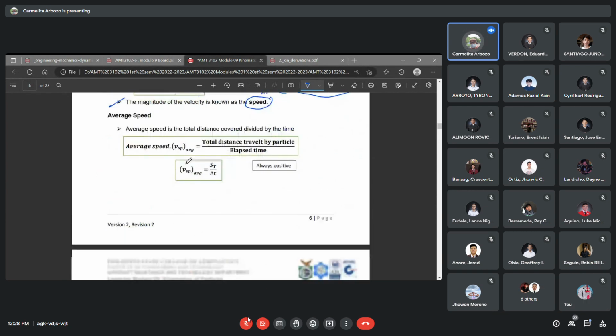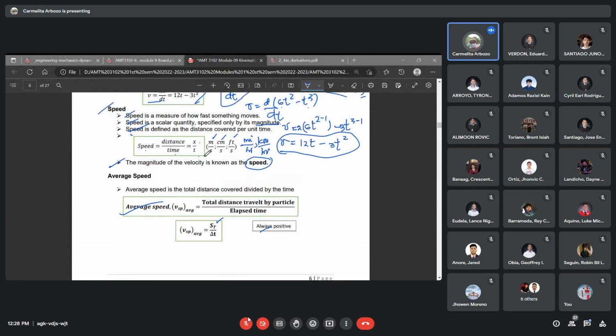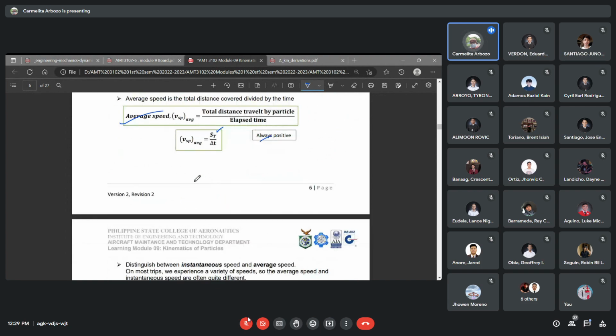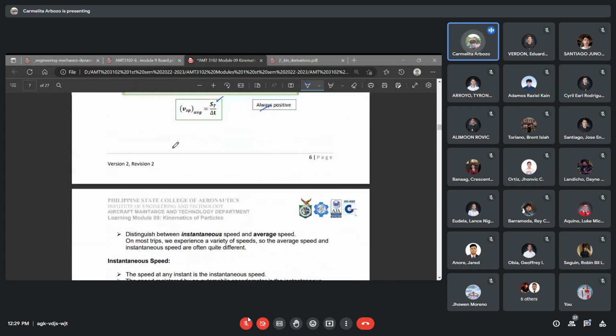Okay, next. Average speed. So, iba yung speed sa average speed. Pag sinabi nating average speed, it is the total distance traveled by the particle divided by the elapsed time. So, yung unit natin dito, parehas din. So, S of t divided by the change in time. And it is always positive. So, dito, average speed lang is the distance over time. Pero yung unit nila pare-pareho lang.